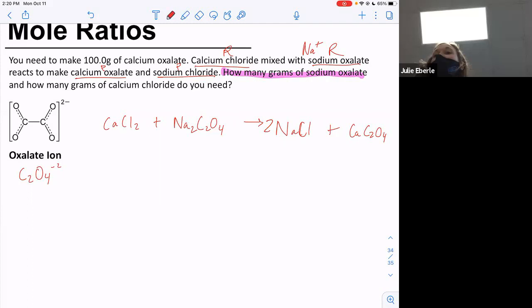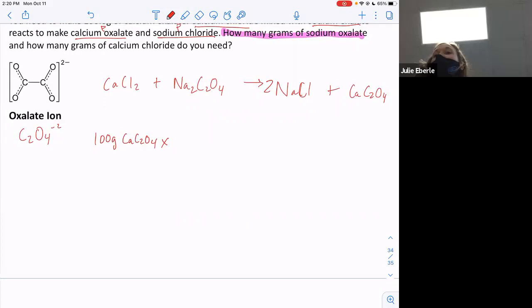It says you need to make 100 grams of calcium oxalate, which is this. So I want 100 grams of this. How many grams of this do I need to start with? Okay, so this is a 3-part problem, grams of one thing to grams of something else. So I'll start with 100 grams of CaC2O4, but I'm not going to get very far because I need to do what next? I need the molar mass of this thing.